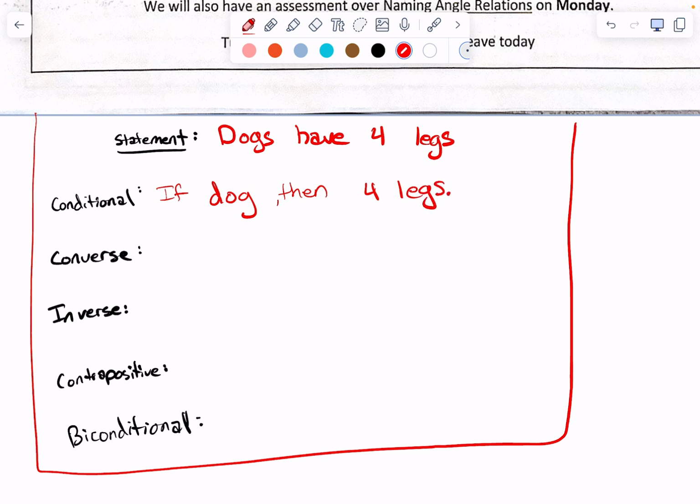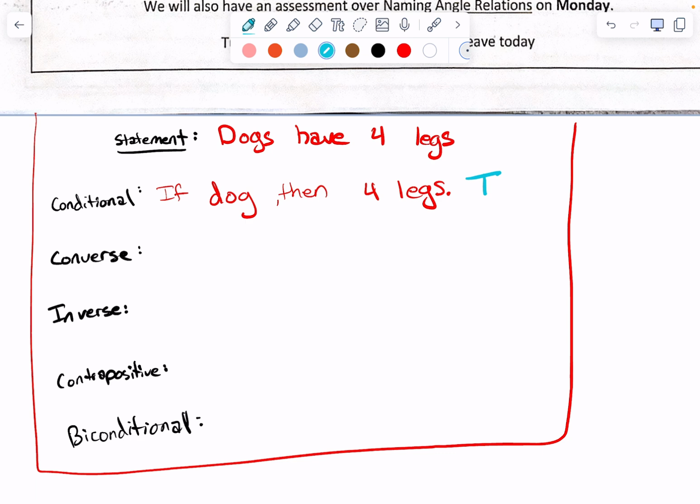Now, we're bypassing, yes, I know some dogs get hit by cars and they only have 3 legs and some have 2 and so on. And we have all these sob stories of dogs that have injuries and whatever else, okay? We're just going off of the normal everyday dog has 4 legs. If it's a dog, then it has 4 legs. We are going to say that that is a true statement, okay?